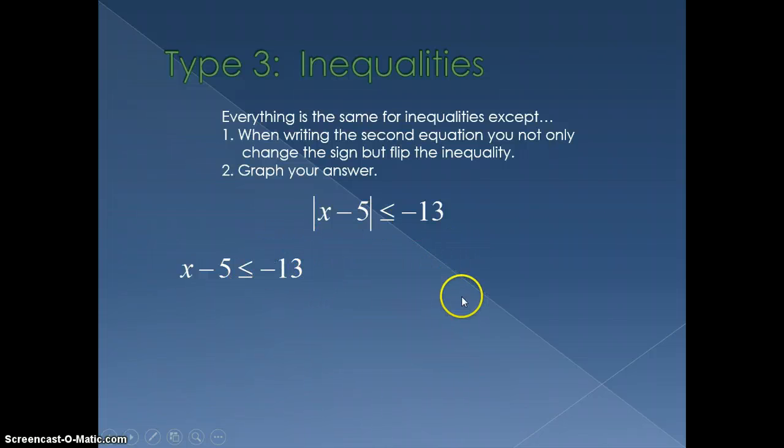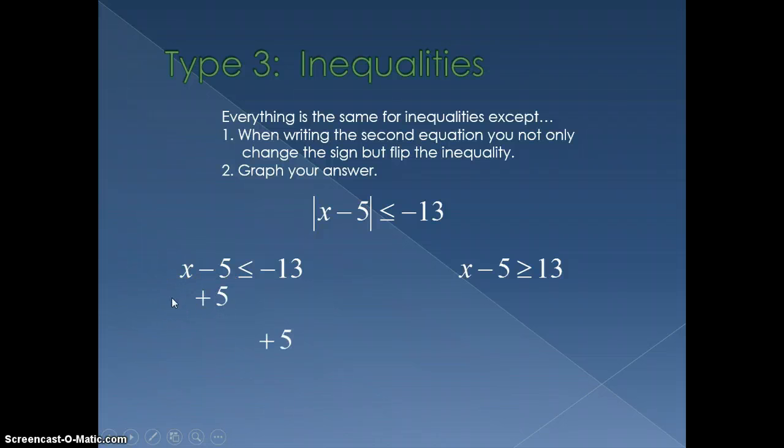And now the part that's different for inequalities is that I'm going to have to not only change the sign, but flip the inequality. So I'm going to get x minus 5 is greater than +13. So that is the trick. That's where kids struggle, going from here to here, flipping each inequality, changing the sign of the constant side of the equation.